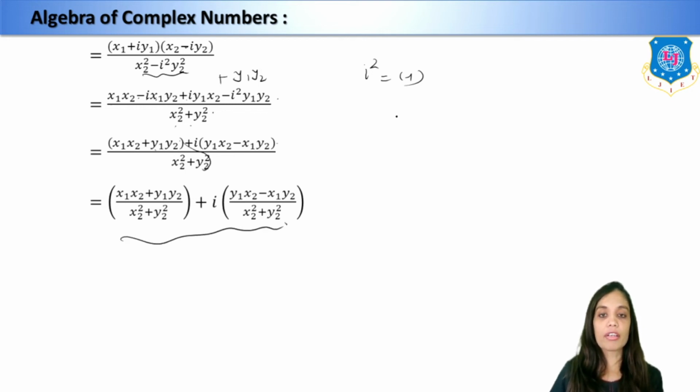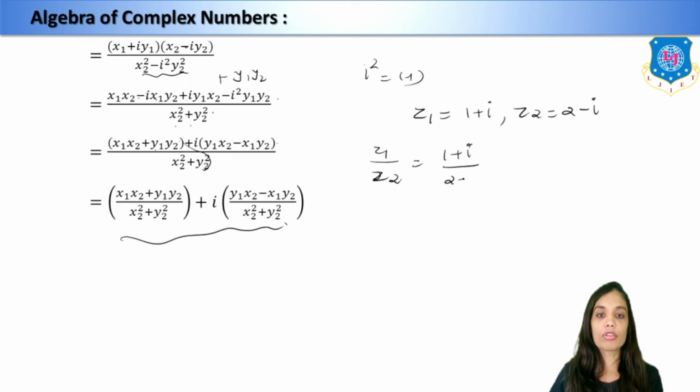So let us find the division of complex numbers. z1 we can take as 1 plus i, z2 as 2 minus i. Fine. So now let us find z1 upon z2. So 1 plus i upon 2 minus i. Let us multiply by its conjugate, so 2 plus i upon 2 plus i. Now in the denominator we have to apply the formula of a minus b, a plus b. It will be a square minus b square. So 2 square minus i square.